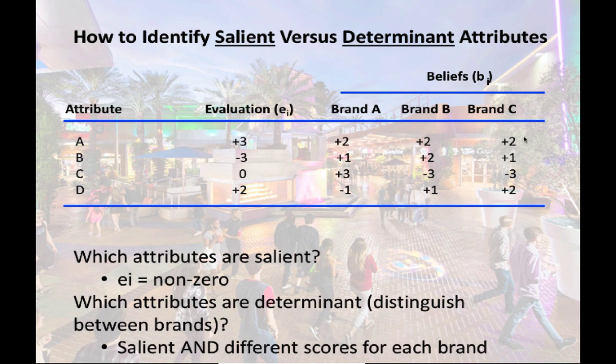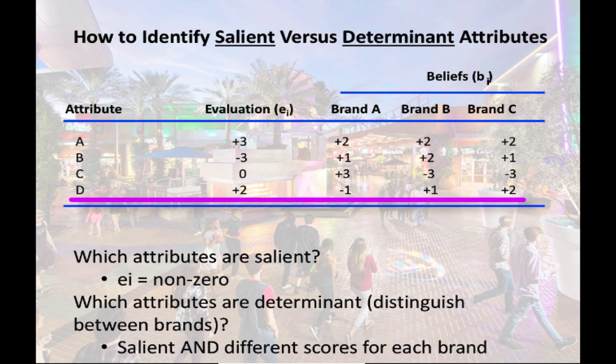So you can see up here that although this is a very strongly evaluated attribute, it makes no distinguishing difference in their attitude toward brand A, B, or C. This one right here has different attribute ratings for 2 of the brands, but not all of them. Over here, this one does have different scores for each brand.